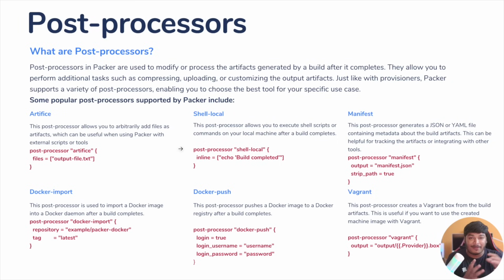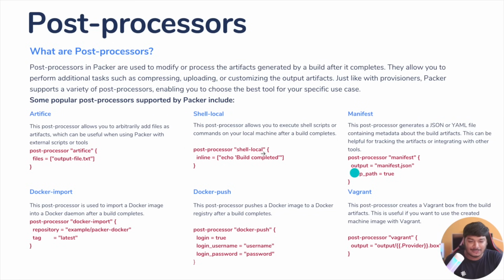Then you have the manifest. You can generate it after your build is done. This post-processor generates a JSON or YAML file that contains the metadata about the build artifacts. This can be helpful for tracking the artifacts or for integration with your own tools or other tools. You can use all that.